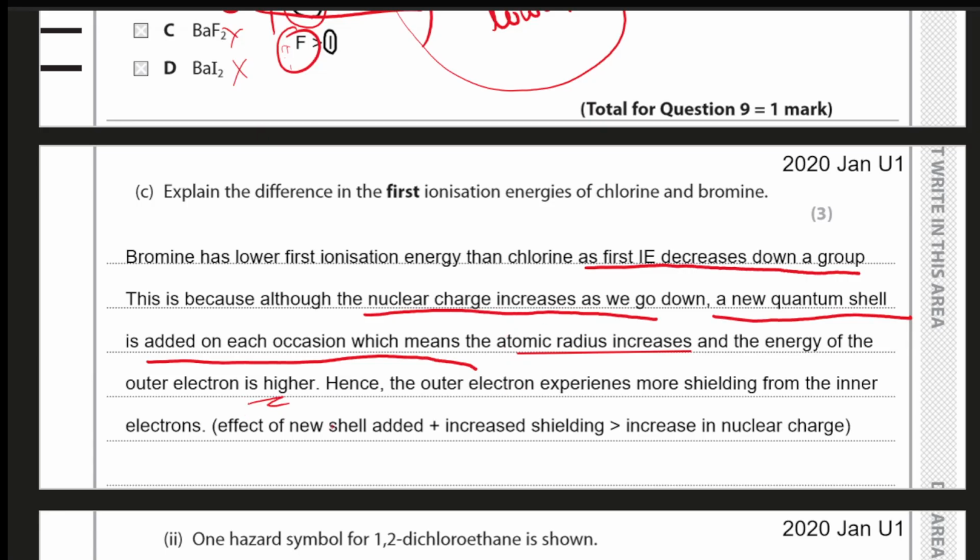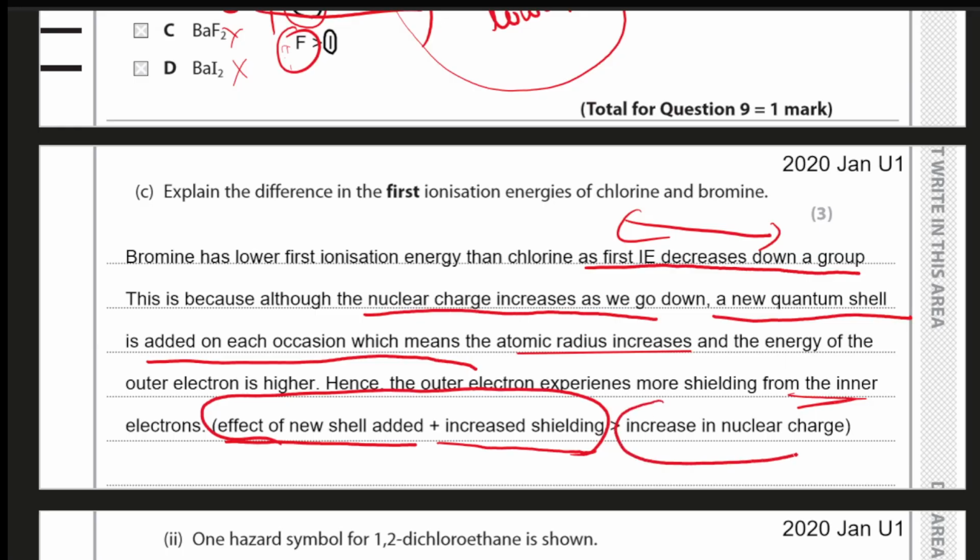So one thing that happens is that due to a new shell being added, the atomic radius tends to increase. That's one thing. And secondly, due to the addition of one electron shell along with more electrons, there is increased shielding from the inner electrons, because the number of inner electrons and the number of inner shells increase. That is why there is increased shielding. Now, the effect of the new shell and the increased shielding, these two factors, overcome the effect of the increasing nuclear charge.